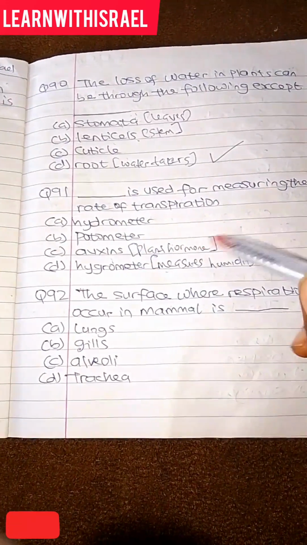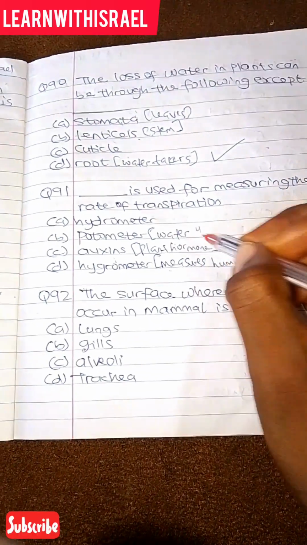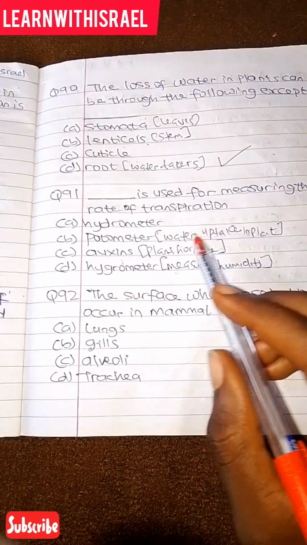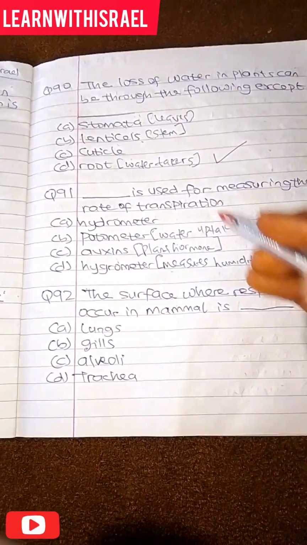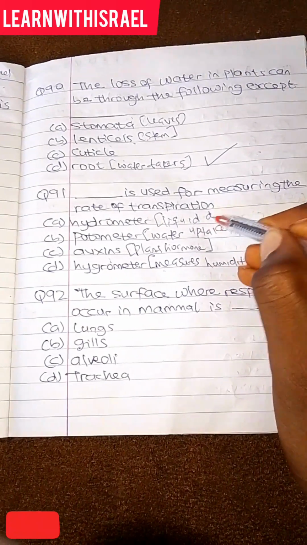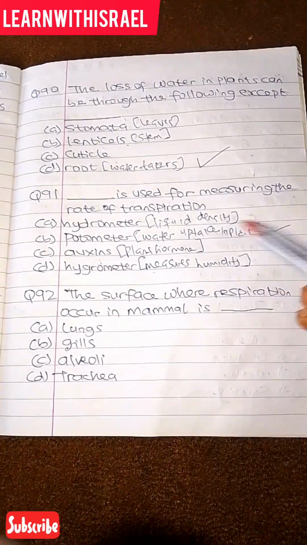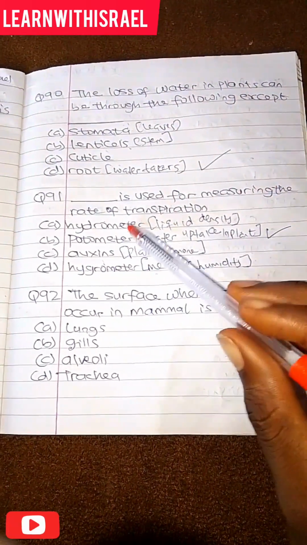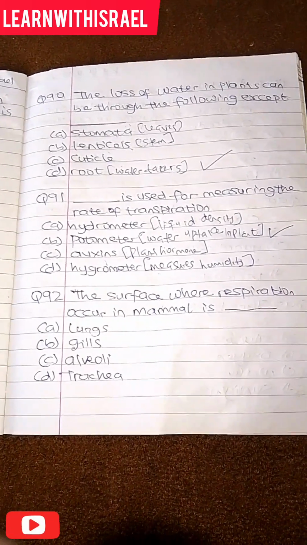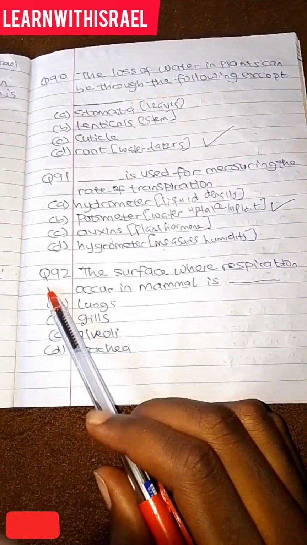While potometer measures water uptake in plants, hydrometer measures liquid density. So the correct answer is potometer. Potometer is used for measuring the rate of transpiration in plants, and it's also used for measuring water uptake in plants. So let's continue.